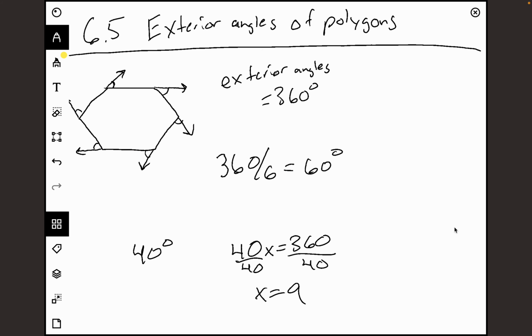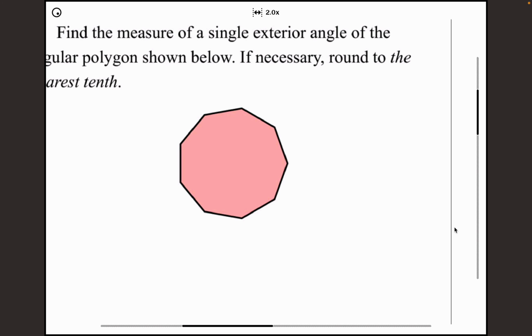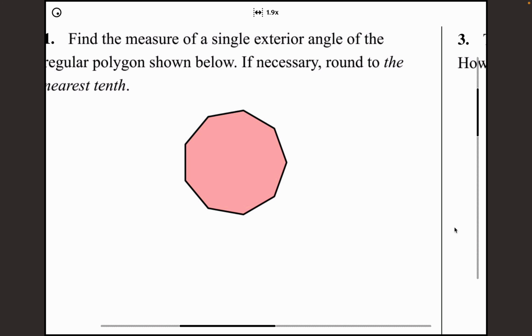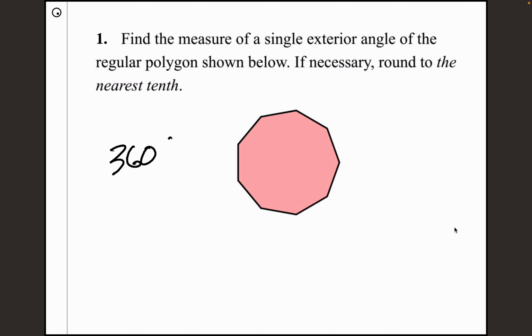So let's go ahead and look at a couple example problems. Let's look at this one right here. We want to find the measure of each single exterior angle of this regular polygon. So let's figure out how many sides this polygon has. Okay, so it's 9. So what do we do to solve this one? 40 degrees. Not every time it's going to be a whole number, so make sure you pay attention if you need to round to the nearest tenth.